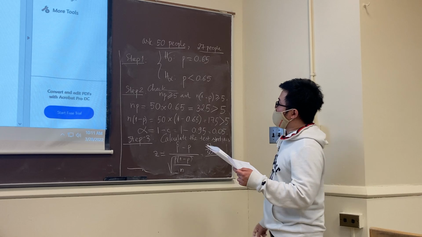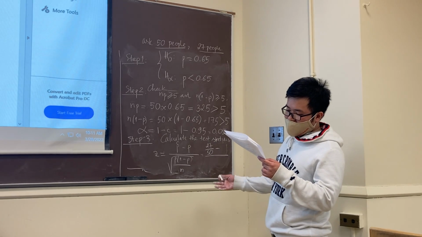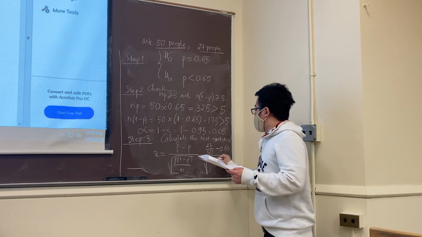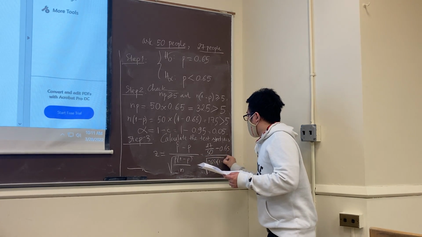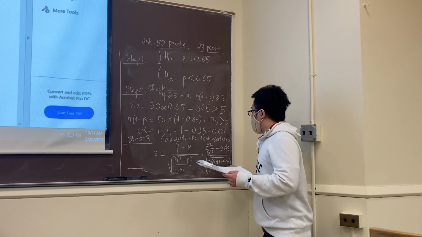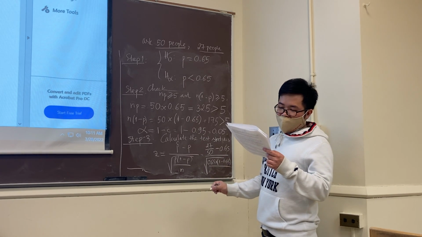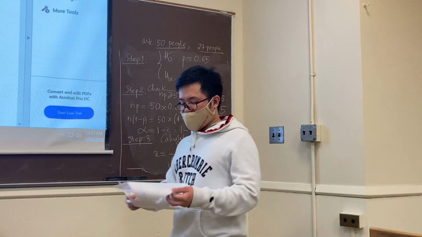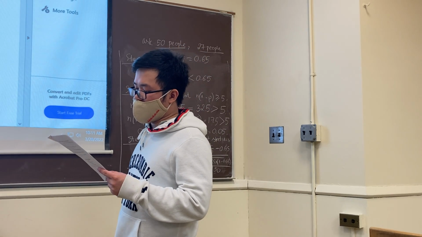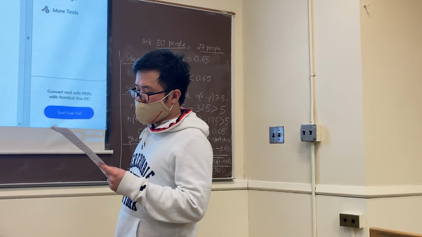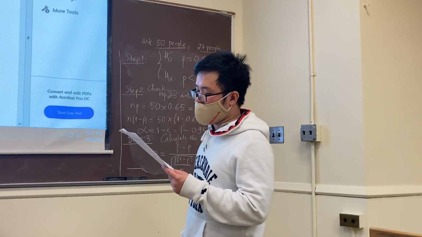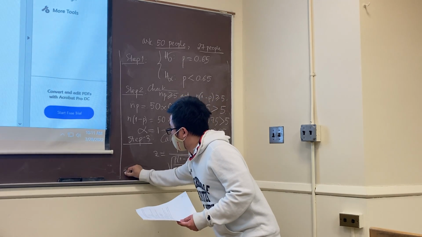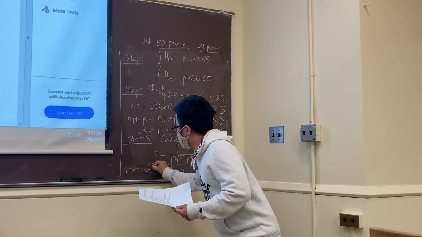And minus the population proportion. The population proportion here is 0.65, and the square root of 0.65 times 1 minus 0.65 over n, where n here is 50. Okay, so use a calculator. You will get Z here, approximately negative 1.63.